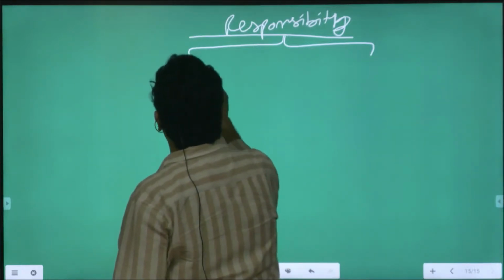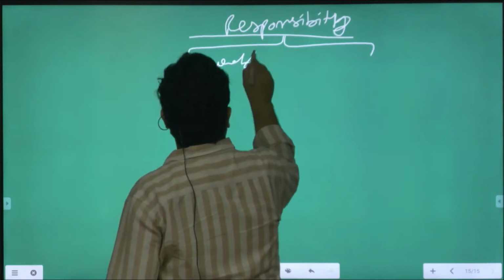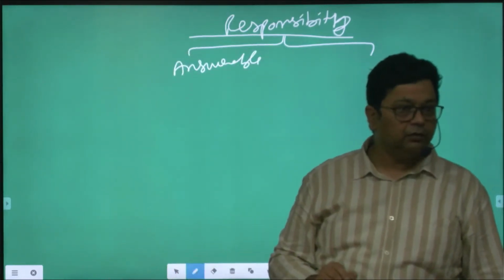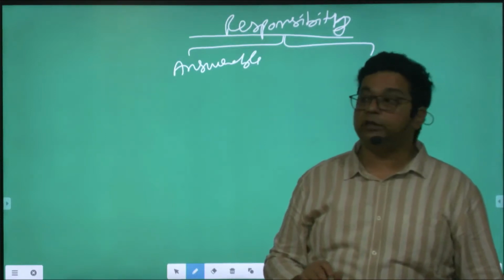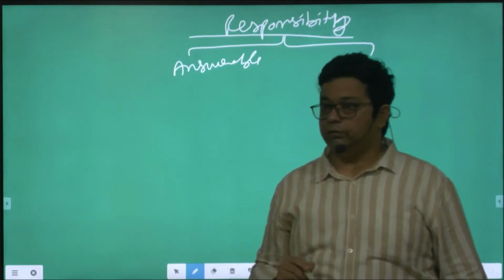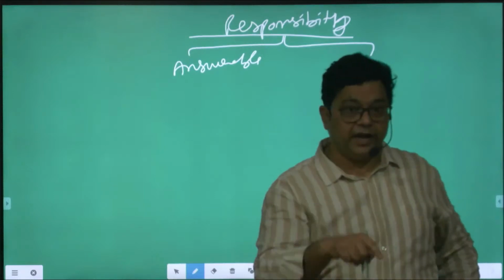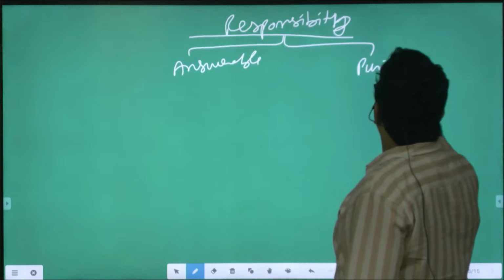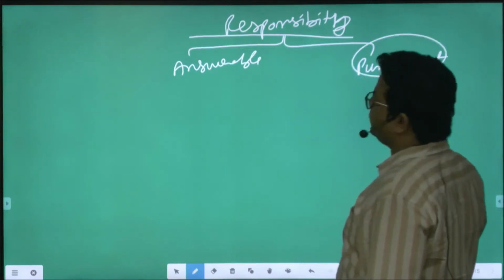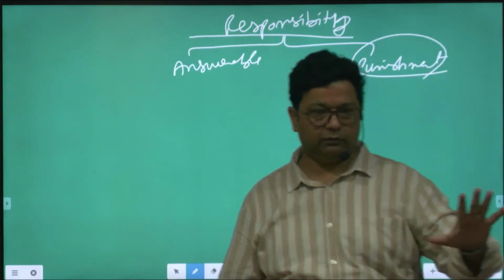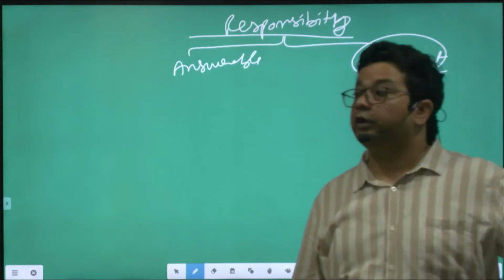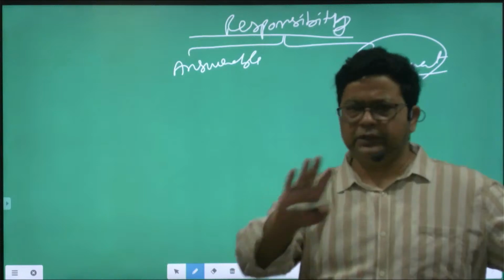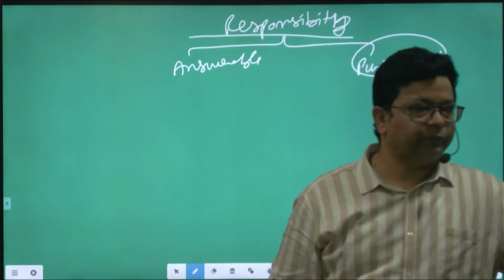First, you are answerable. So ministers are answerable to the legislature with respect to their job, and if they fail, they are also liable for punishment. Punishment in the sense of removal, not a sentence, that they can be removed from office. This is what responsibility means, right?